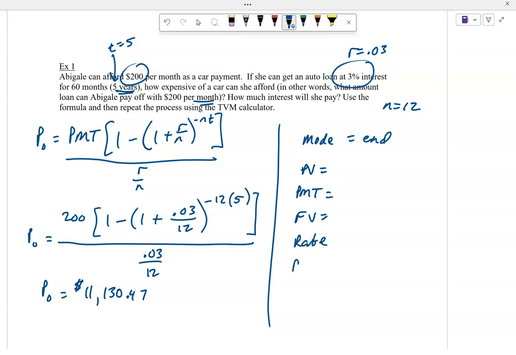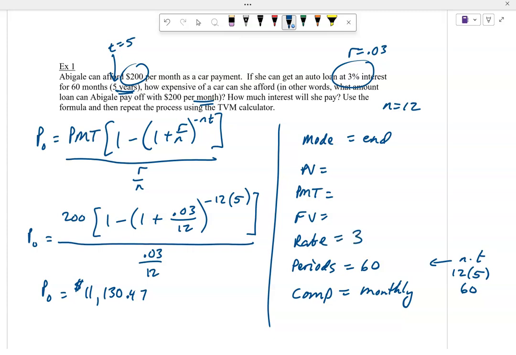Rate, periods, compounding. Our compounding is monthly, make sure that says monthly. Our periods, this is N times T: 12 payments per year, 5 years, compounds monthly. So 60 payments is your periods right there. Our annual rate is 3%. Remember, don't change that to a decimal. That's as a percent. The future value of the loan will be 0.